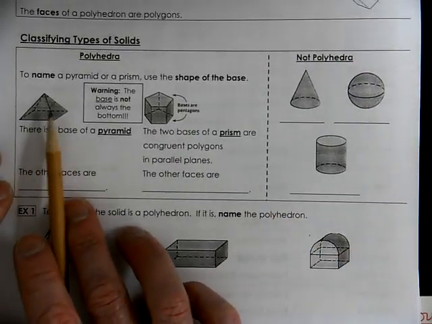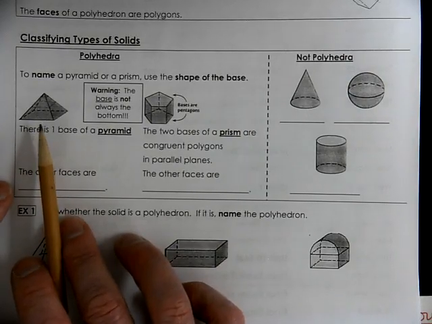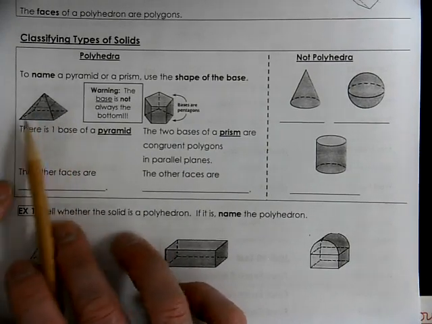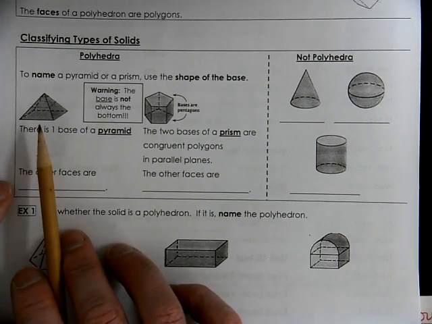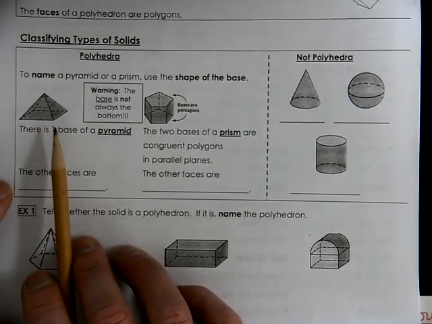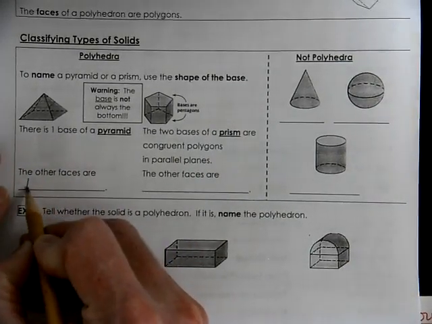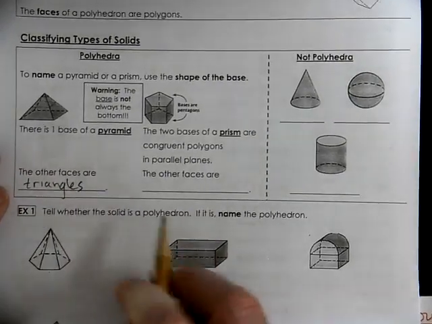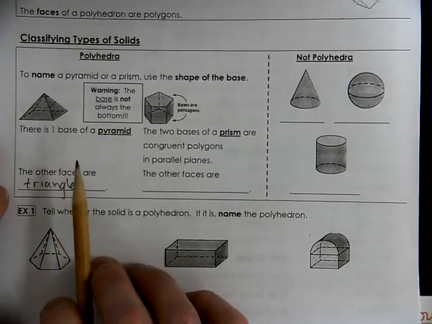The other faces that are making up a pyramid would be considered what? We have the square for the base. Take a look at what's making up a pyramid. What are the faces? What are the sides made up of? Triangles. The other faces are triangles. That's what really defines it as being a pyramid.